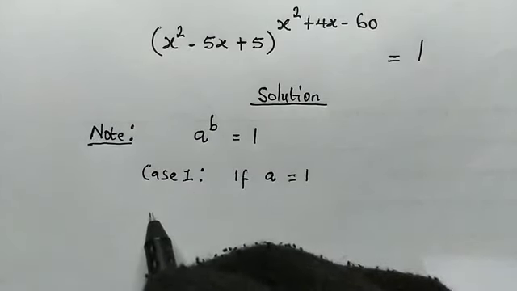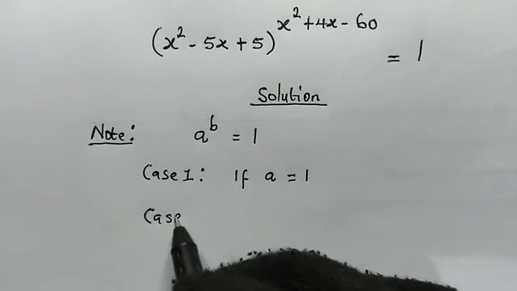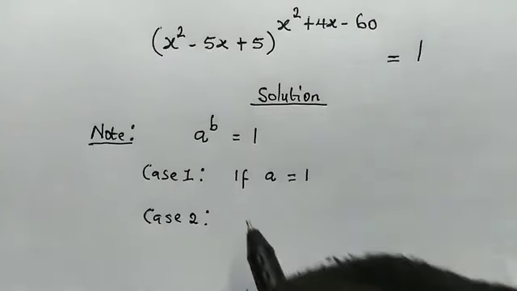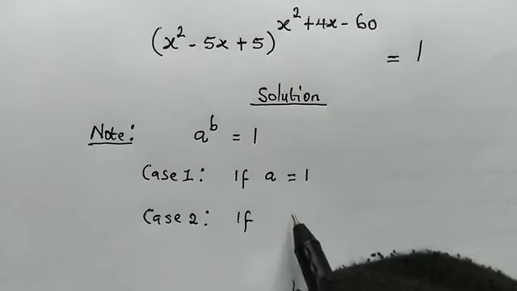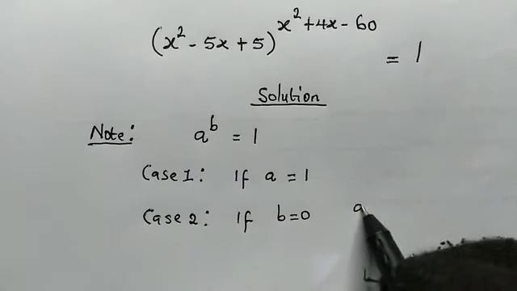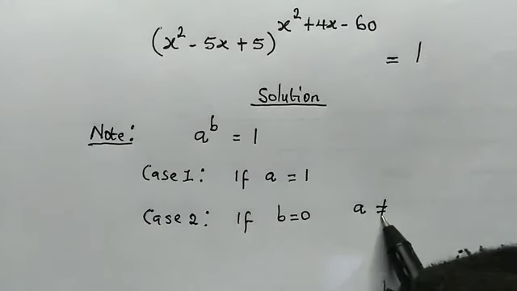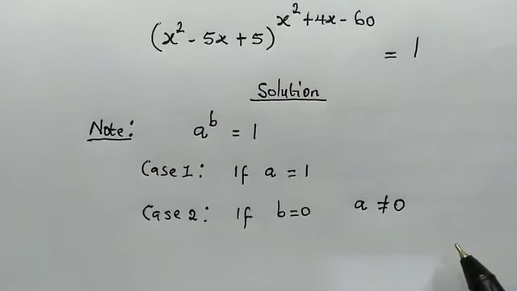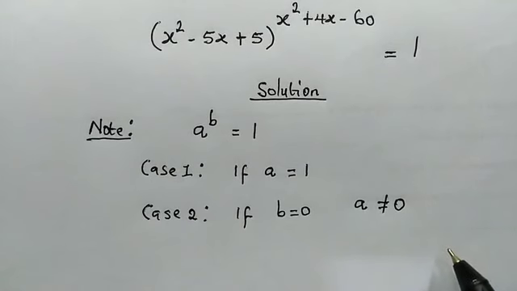Now let's take the second case. Case 2: if b is equal to 0, but we have a restriction for a. If b is equal to 0, a will not be equal to 0, because I strongly believe that 0 to the power of 0 is undefined.